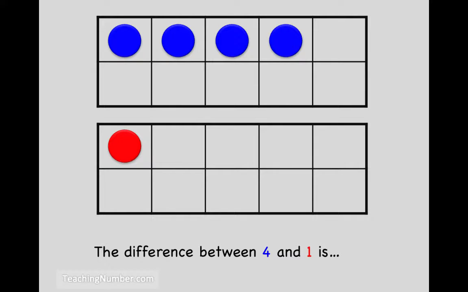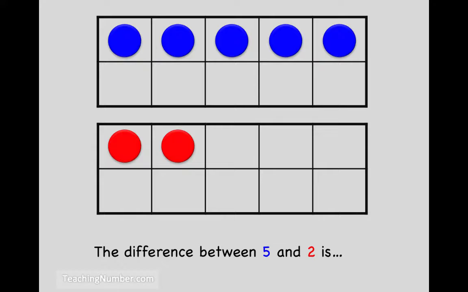Now we have 4 blue counters in the top 10 frame and a red counter in the bottom 10 frame. In the first box, both 10 frames have a counter, so that's the same. The top 10 frame has counters in the next 3 boxes, but the bottom 10 frame does not, so that is different. The difference between 4 and 1 is 3.